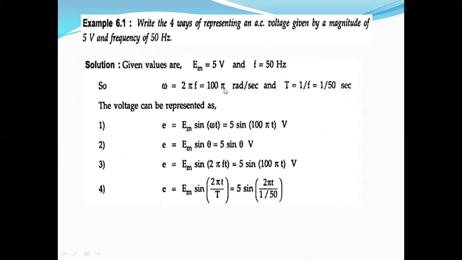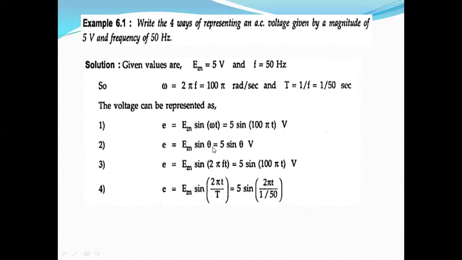So F is equal to 50 hertz means omega is equal to 2 pi F. Hence it is 100 pi radian per second, and T is equal to the reciprocal of frequency, that is 1 upon F, which is 1 upon 50 second. So the voltage can be represented as E is equal to Em sin theta, or E is equal to Em sin omega t. Omega is nothing but 100 pi. Hence E is equal to 5 sin 100 pi t.